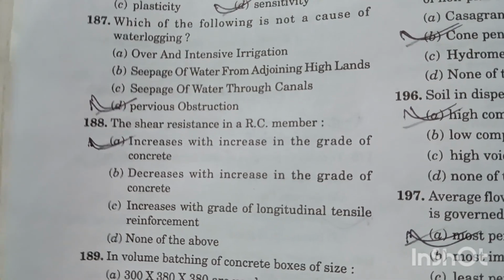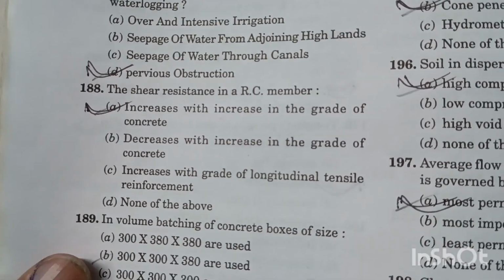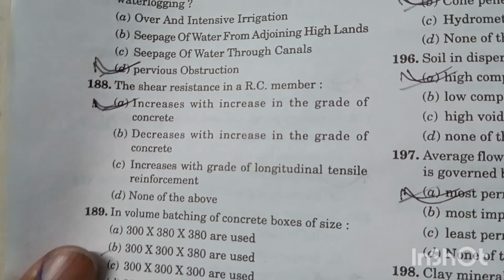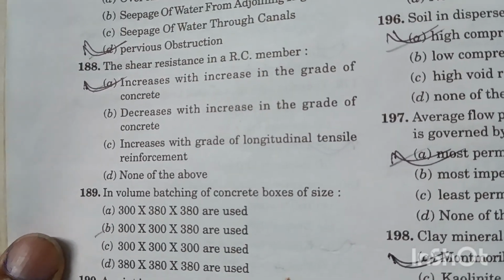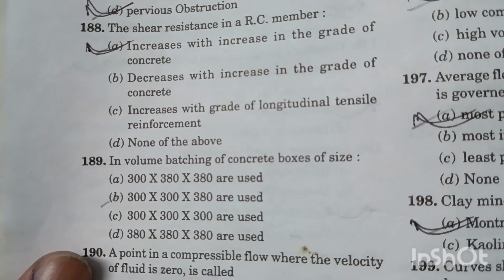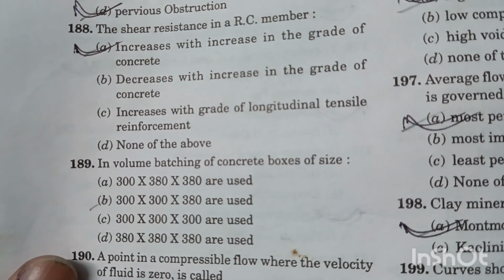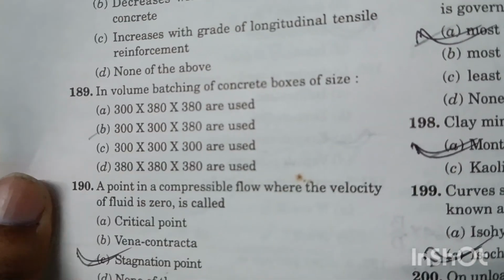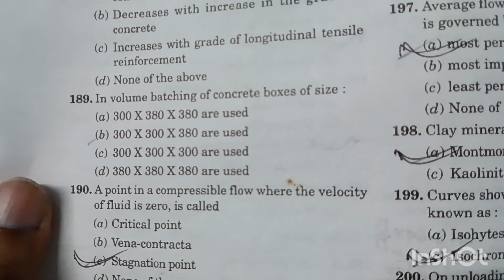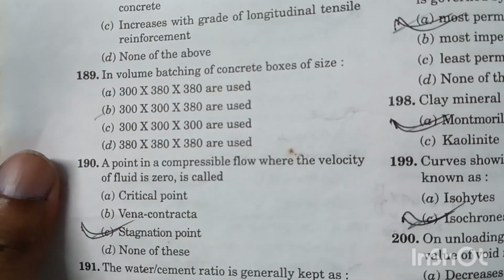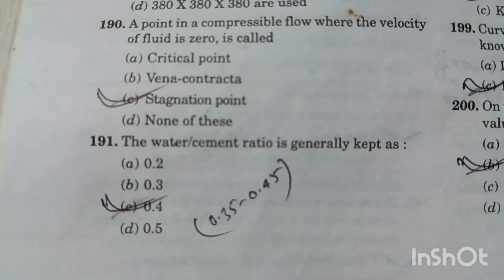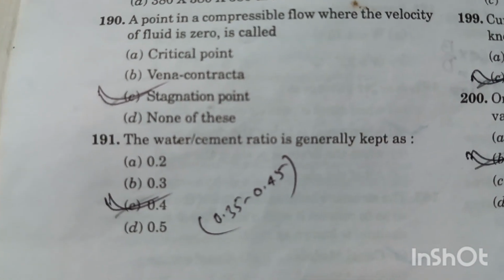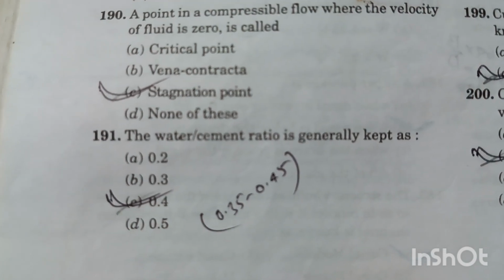Pervious obstruction. Question number 188. The shear resistance in an RCC member increases with increase in the grade of concrete. Option A is the right answer. Question number 189. For volume batching of concrete, boxes of size 300 mm by 300 mm by 380 mm are used. Option B is the right answer. Question number 190. A point in a compressible flow where the velocity of fluid is 0 is called stagnation point. Option C is the right answer. Question number 191. The water cement ratio is generally kept as 0.35 to 0.45. So on average it will be 0.4, option C.